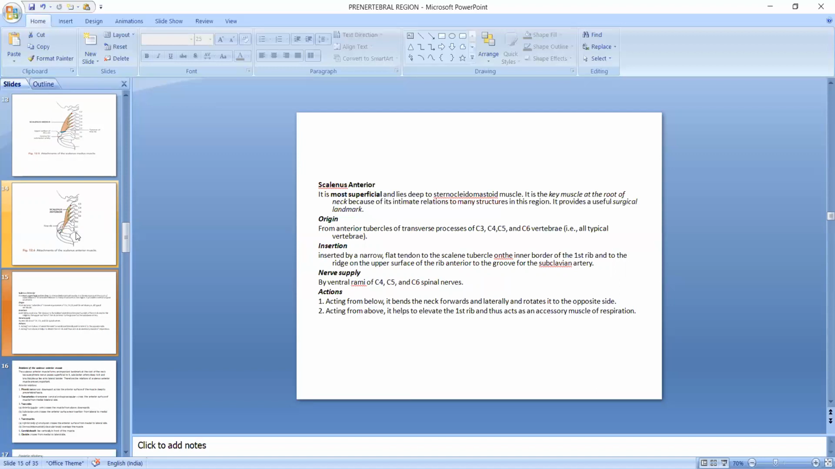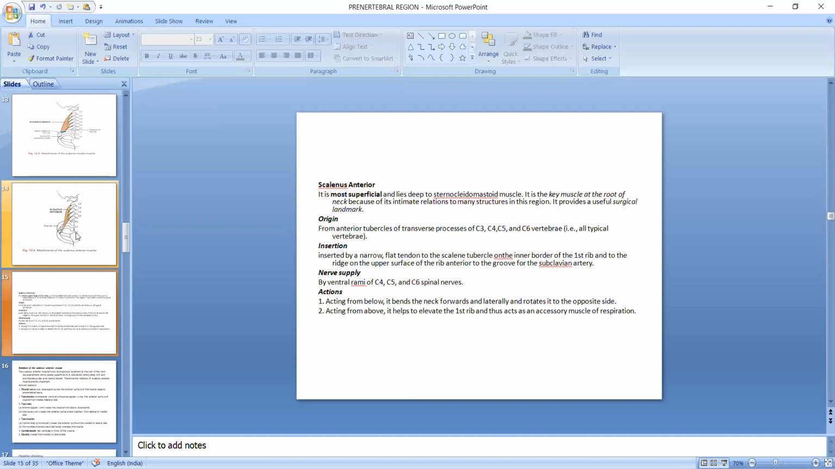Insertion: inserted by a narrow flat tendon to the scalene tubercle on the inner border of the first rib, and to the ridge on the upper surface of the rib anterior to the groove for the subclavian artery. Nerve supply: ventral rami of C4, C5, C6 spinal nerves.